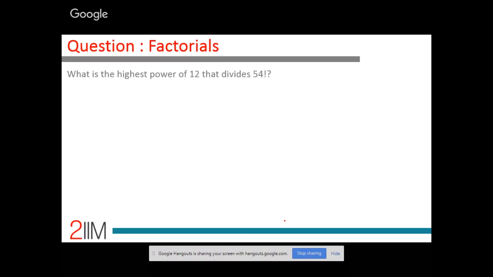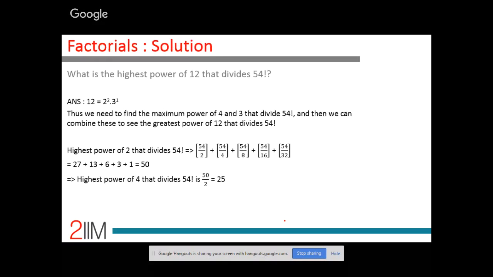Highest power of 2 that divides 54 factorial? It is 50. So 27 plus 13 plus 6 plus 3 plus 1. So successive division by 2. 54 by 2 is 27. 27 by 2 is 13. By 2 is 6, plus 3, plus 1.